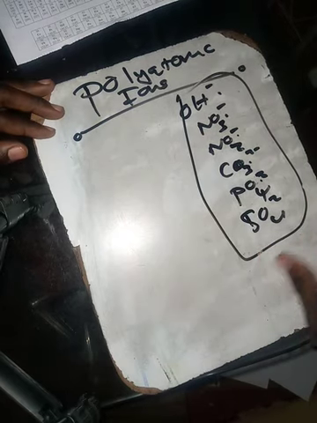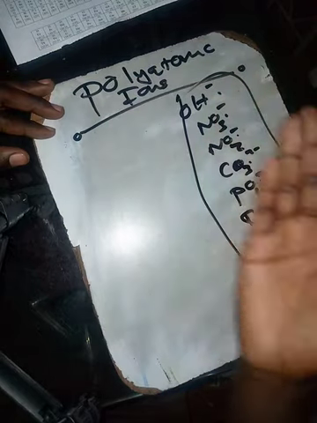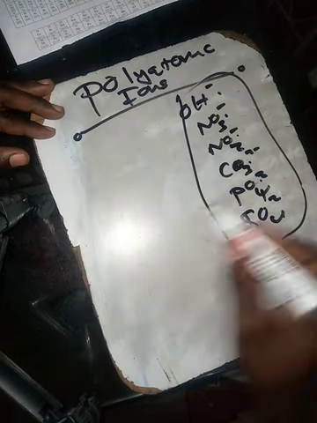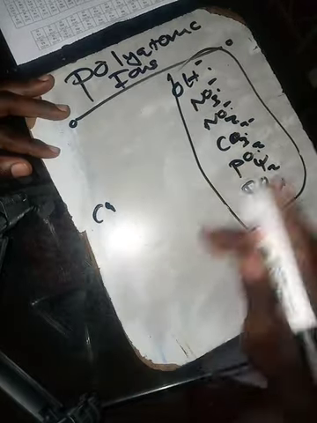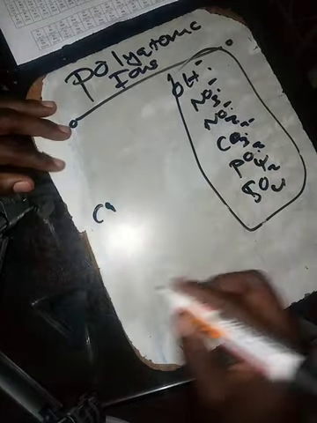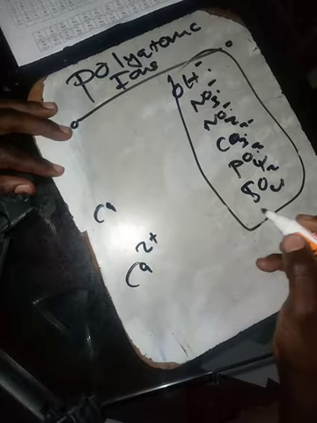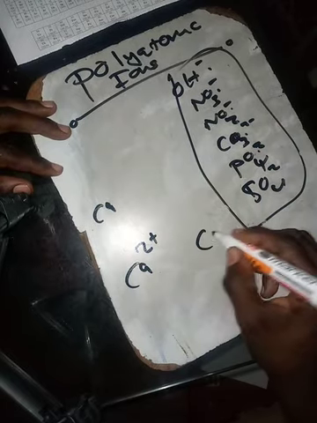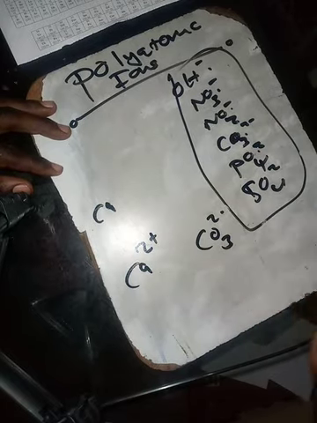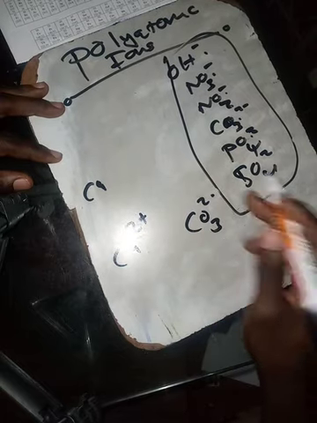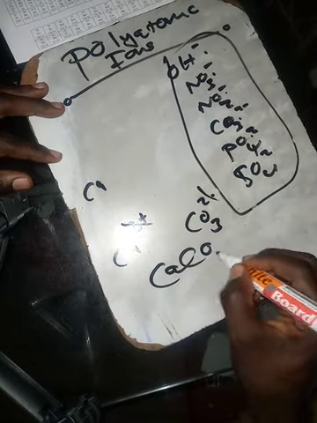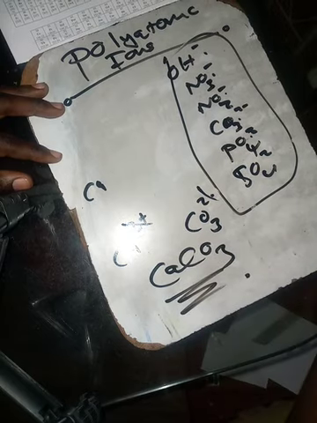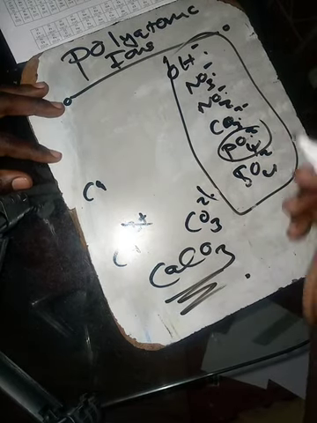Now these radicals may even react with metals and the likes. For example, if calcium reacts with the carbonate radical, we'll have calcium carrying the valence of 2, then carbonate carrying negative 2 as its valence. So these will cancel, and I will have calcium carbonate. Let's also pick phosphate.